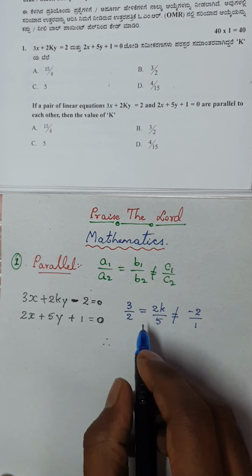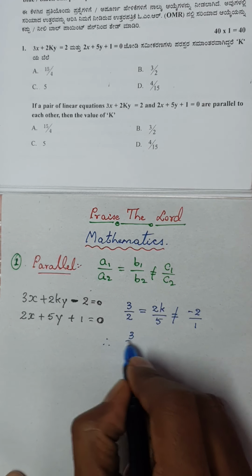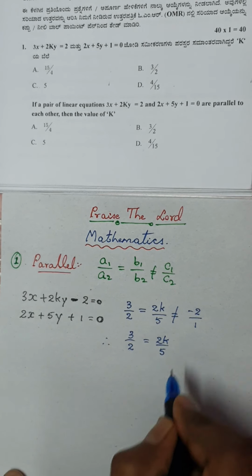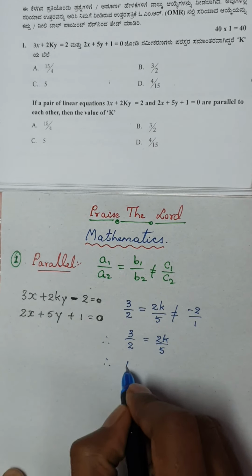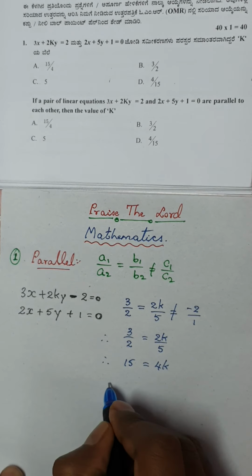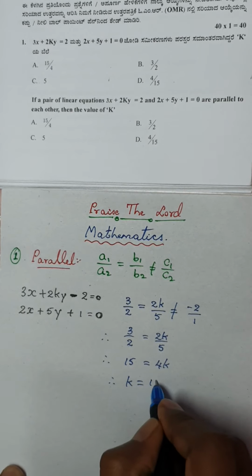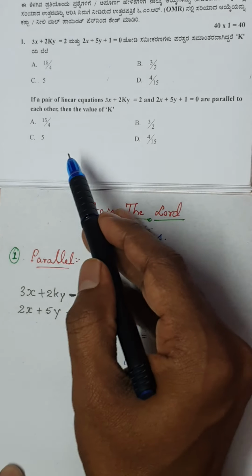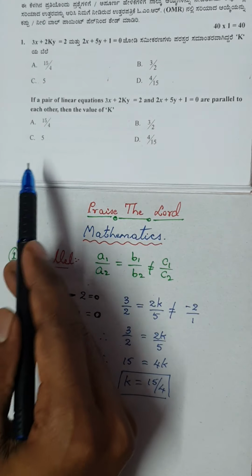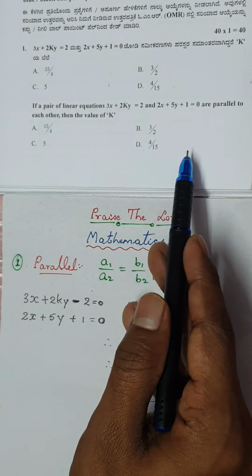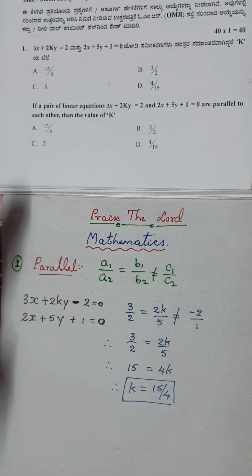Therefore, compare the first two parts. You will get 3 divided by 2 is equal to 2k divided by 5. If you cross multiply, you will get 5 3s are 15 is equal to 2 2s are 4k. Therefore, the value of k would be 15 divided by 4. Now check your options. The options you have are 15 by 4, 3 by 2, 5 and 4 by 15. Definitely the right answer is option A, isn't it?